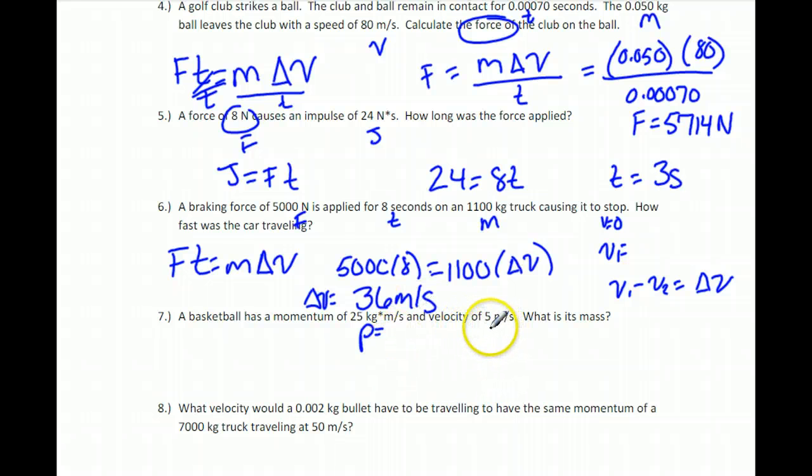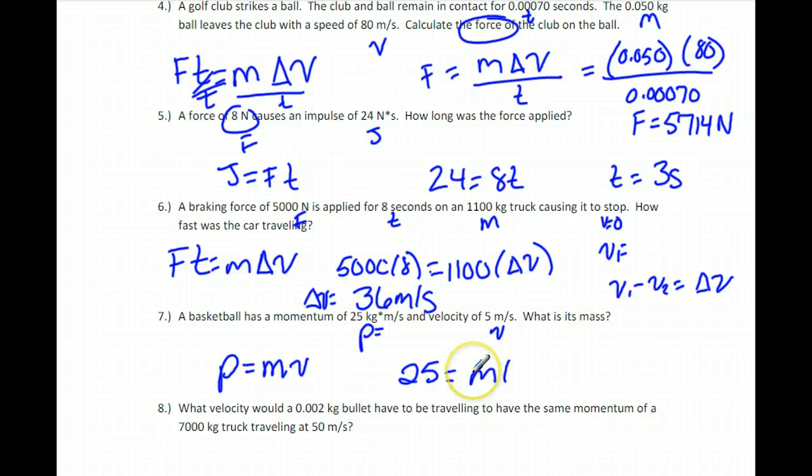So moving on to number 7, a basketball has a momentum, that's P, of 25 kilogram meters per second and a velocity of 5 meters per second. What is its mass? So we're going to use this formula, P equals m times V, and I'm going to have 25 equals mass times 5, and that means that my mass is going to have to be 5 kilograms.